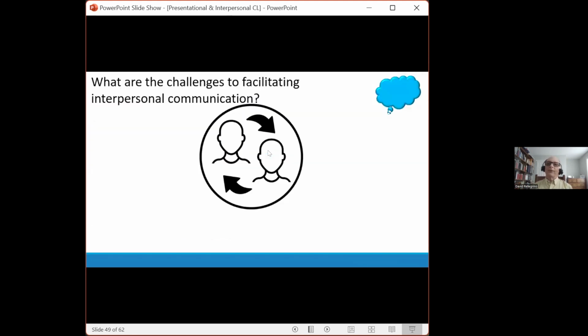This is my first time using that thought bubble. So let's all think about this. What are the challenges to facilitating interpersonal communication?